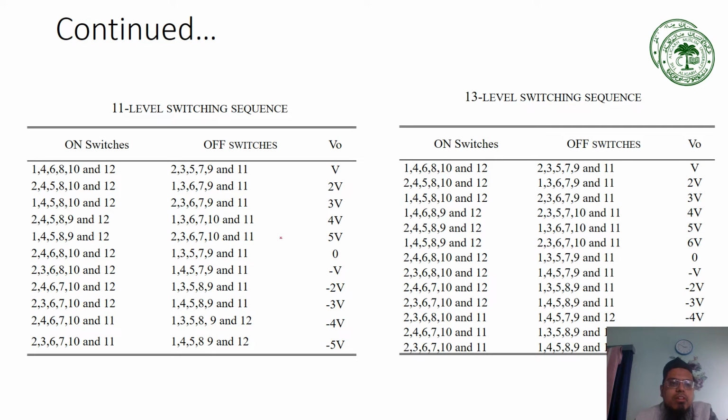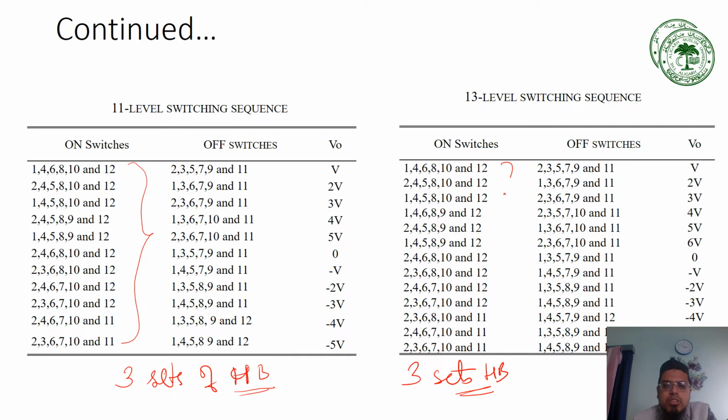Similarly, for 11 level, we should have at least 3 sets of CHBs, 3 sets of H-bridges rather. And 13 level can also be obtained with 3 sets of H-bridges. But this is the switching sequence that needs to be followed in order to generate these 13 levels in the output voltage waveform.